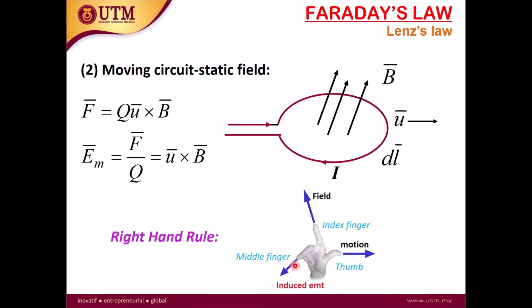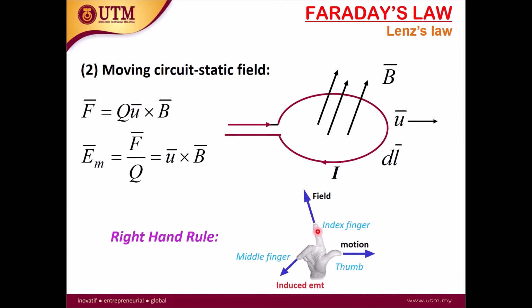Next, we go to the moving circuit in a static field. What happens if we have a static field and a closed circuit, but the closed circuit is stationary? It will not generate any induced current. But what happens if we start to move the circuit inside the time invariant magnetic field? It can still produce the induced current inside the circuit. So how can we analyze and prove it?